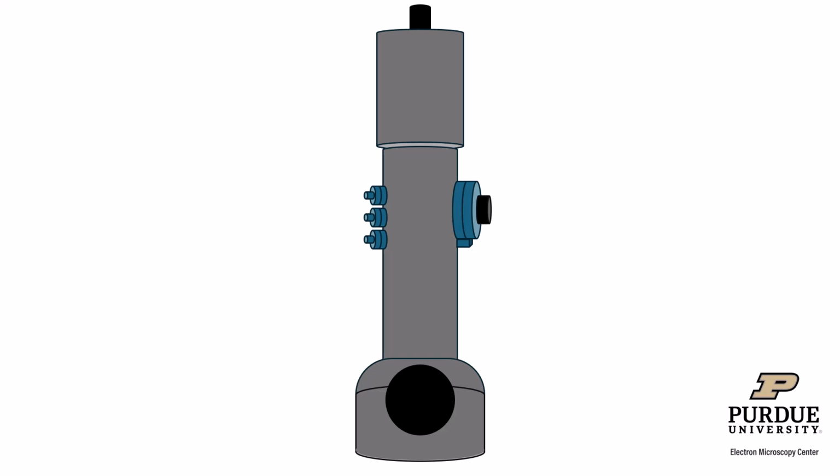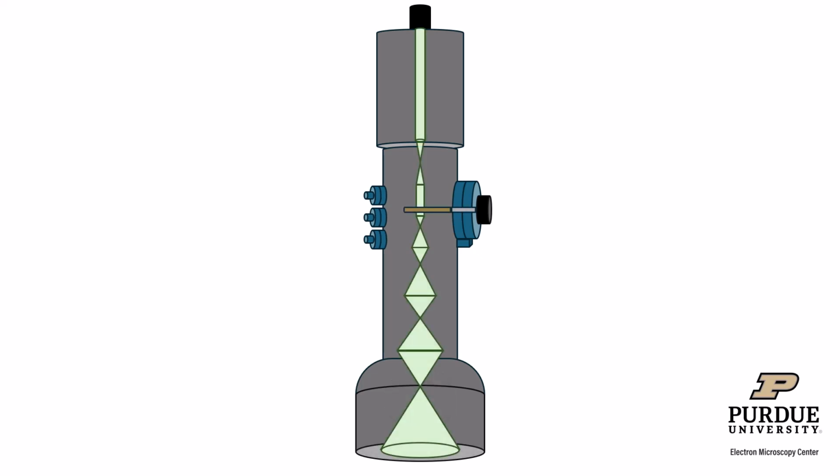But first, we'll start with a diagram of a TEM, and then we'll cut the microscope in half so that we can see the inner workings. We can see the electron beam shown in green and the sample holder, which is inserted from the side of the instrument. The electron beam has a complicated shape because it passes through a number of lenses and apertures.